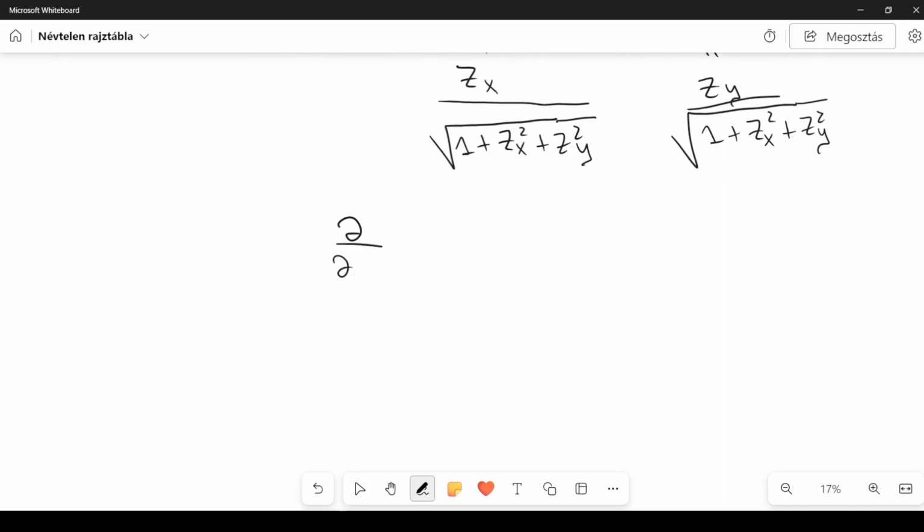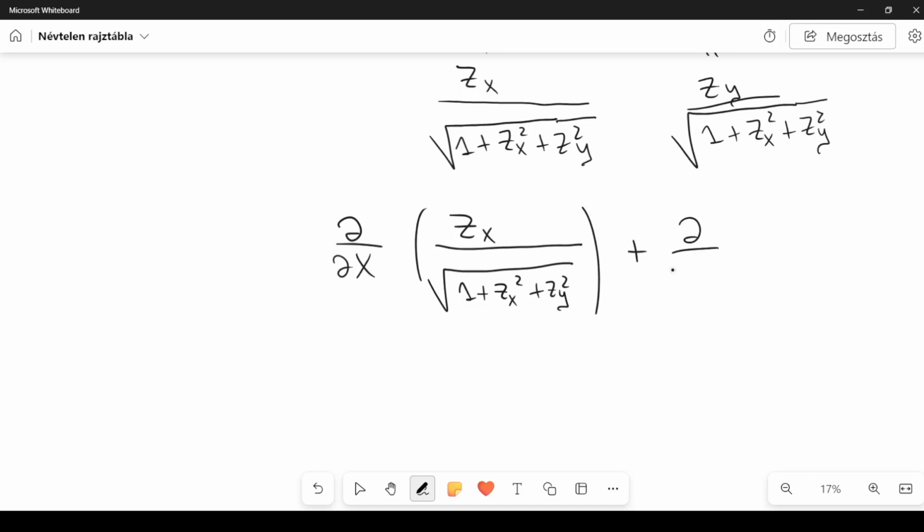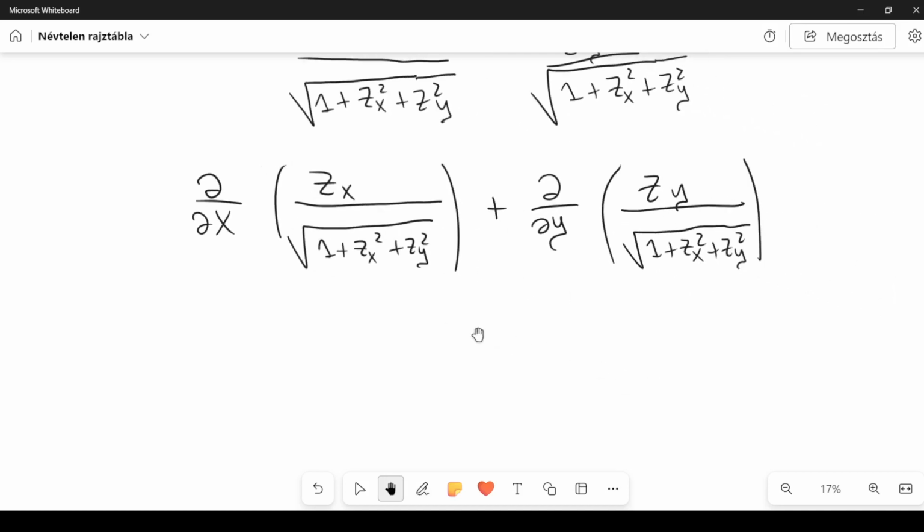And finally, we get to the equation of minimal surfaces, which can be written in the following fashion. So you have the derivative with respect to x of z sub x divided by the square root of 1 plus z sub x squared plus z sub y squared, plus the derivative with respect to y of z sub y divided by the square root of 1 plus z sub x squared plus z sub y squared, and then this will be set equal to 0.